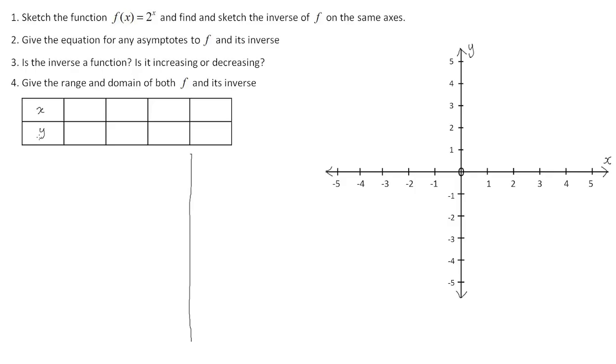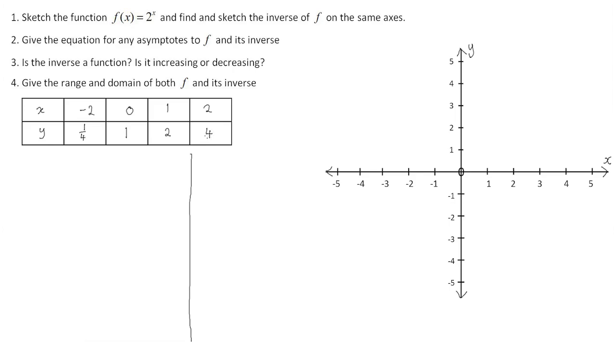Right. So let's look at it. Let's use the points. Let's go for -2. We've got 0, we've got 1, and we have 2. So if x is -2, we know that the y value will be 1/4. If x is 0, then the y value will be 1. If x is 1, then the y value will be 2. And if x is 2, the y value will be 4.